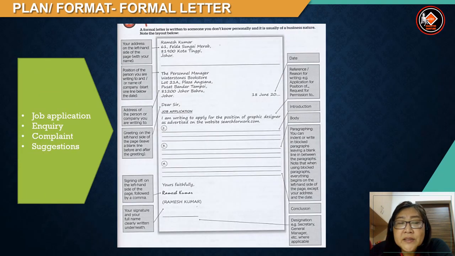Let's look at the format for formal letter, and later on we'll look at the format for formal email. So here, for formal letter, you can have such as job application, inquiry, letter of complaint, or to give suggestions. So first of all, you need to look at the format.